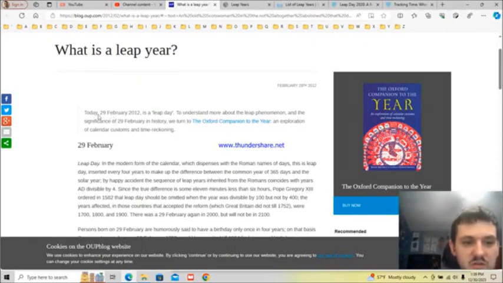So right here it says it'll be February 29th in a few months. But yes, February 29, 2012 was a few years ago anyway. It says that February 29th is a leap day, and to understand more about the significance of 29th February in history, the Oxford Companion to the year, creation of the calendar, customs of time reckoning.